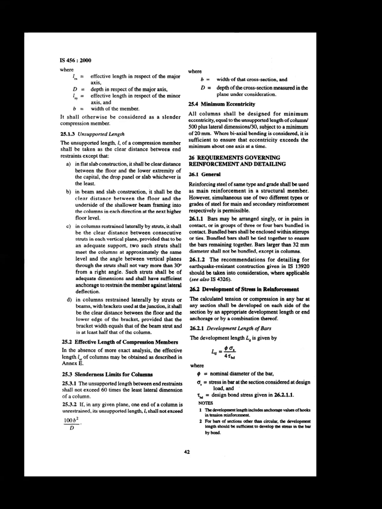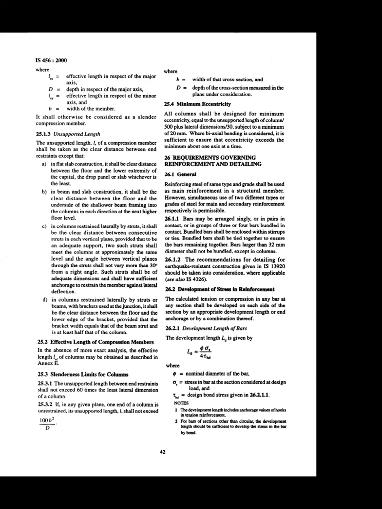Page number 42 of IS 456, clause number 25.2, effective length of compression member. In the absence of more exact analysis, the effective length L effective of a column may be obtained as described in Annexure E. Then you are going to go to Annexure E.